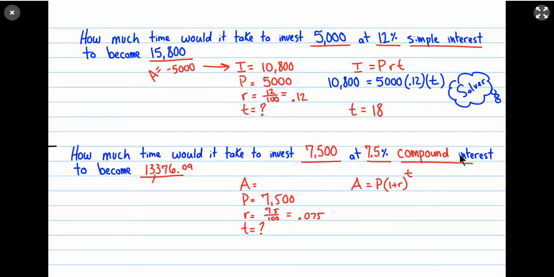So notice when I said it, I put all of this to become 13,376. That already is my a. There will be no adjusting this number. I wanted the total. It gave me the total. I can use it just like that. On the previous example, they gave me the total, but I needed the interest, so I had to make an adjustment. No adjustment needed on this one.